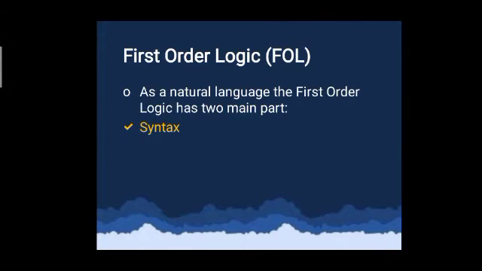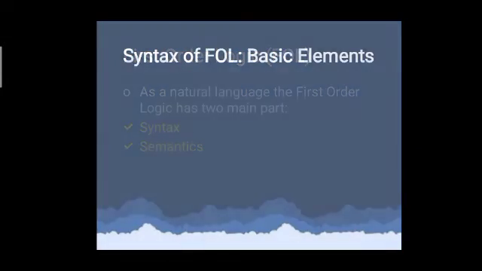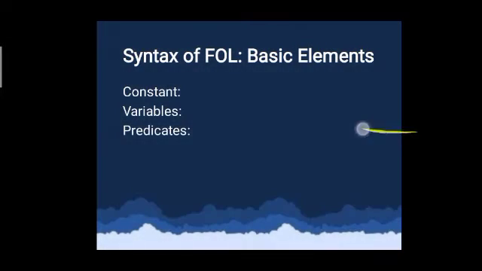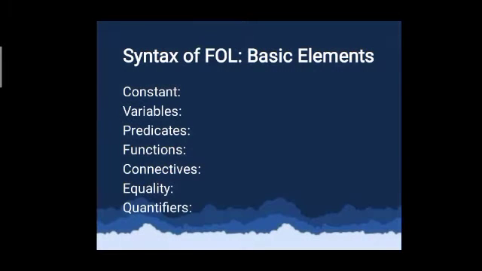As a natural language, the first order logic has two main parts. One is syntax and the other is semantics. Now, let's see the syntax of first order logic basic elements. So what are the main basic elements here? We have the constants, variables, predicates, functions, connectives, equality, and quantifiers.